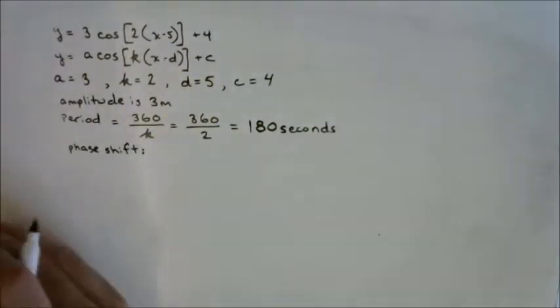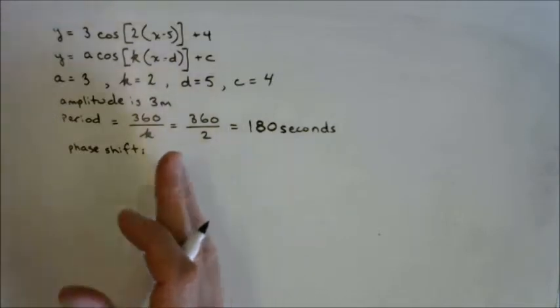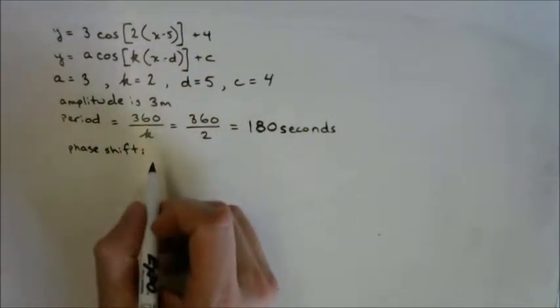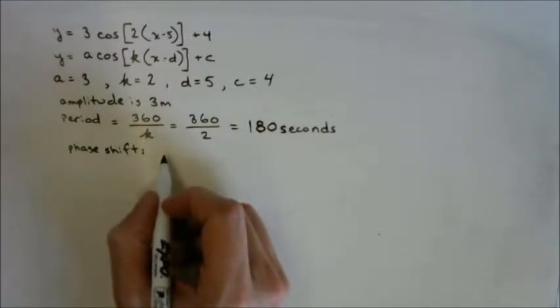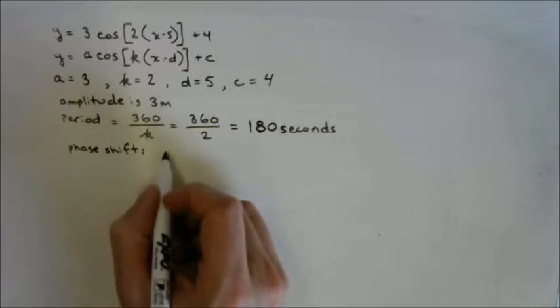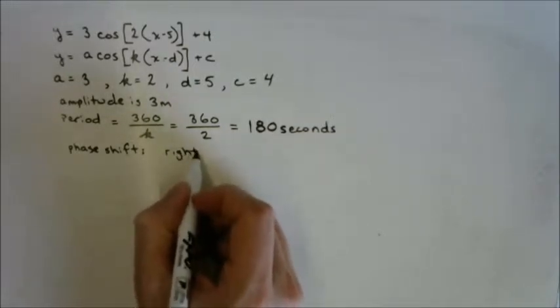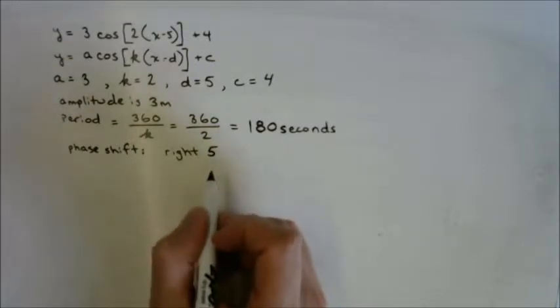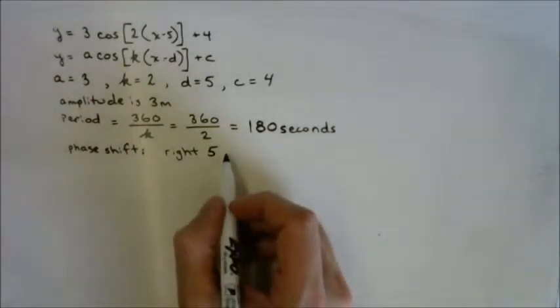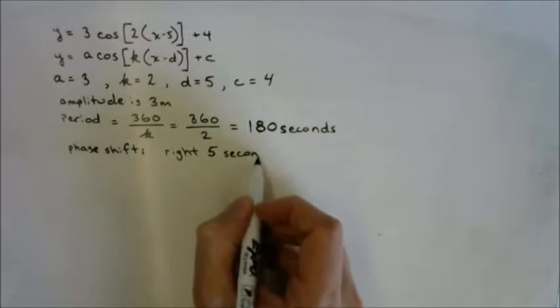Phase shift is horizontal, D. So what's going to happen to this thing? Which way? Right. So the phase shift is right 5. Now what's my unit of measurement on my horizontal axis? Seconds. So it's going to move to the right 5 seconds.